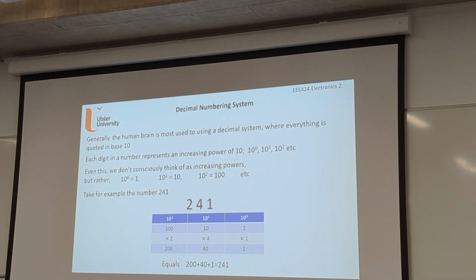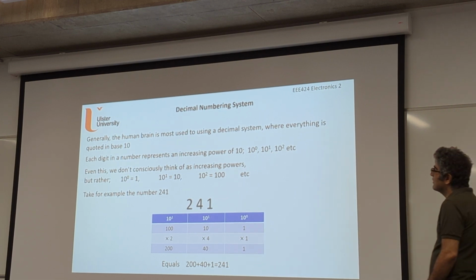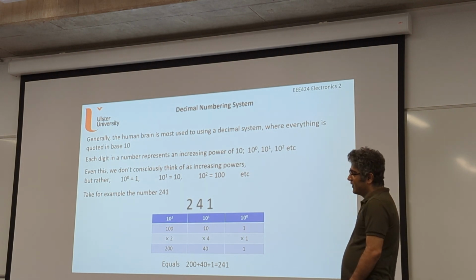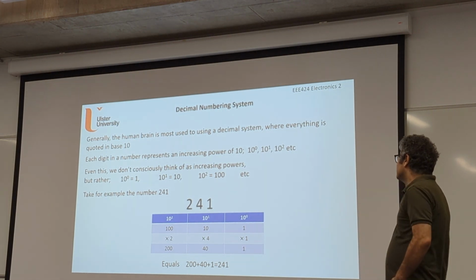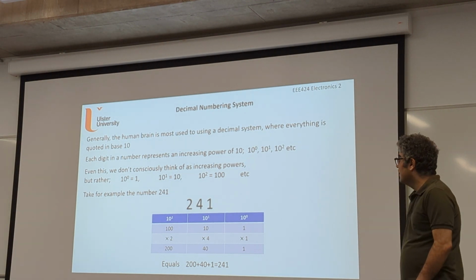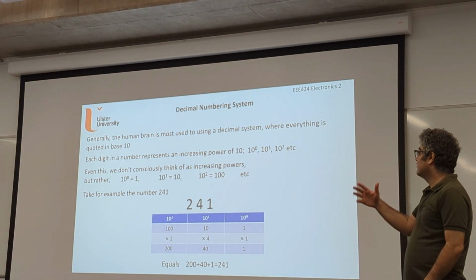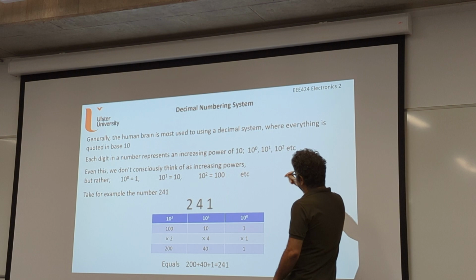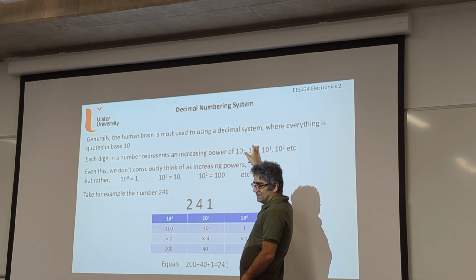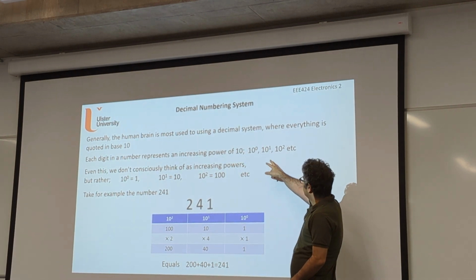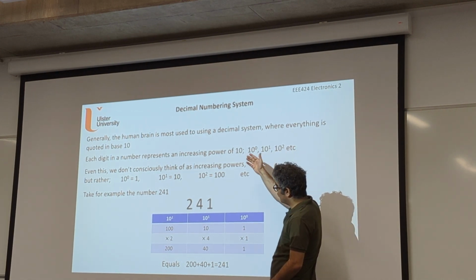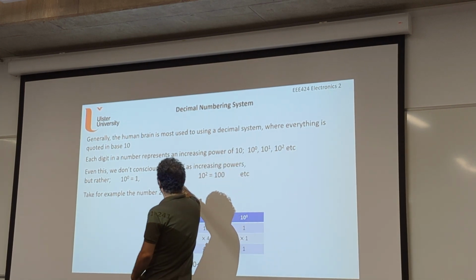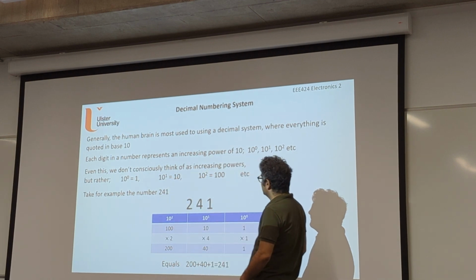So, the decimal numbering system. I start with the logic of the decimal numbering system and then we go ahead with the other bases. Generally, the human brain is most used to using a decimal system. Each digit in a number represents an increased power of 10. So 1 would be 10 power 0, then 10 power 1, 10, then 10 power 2, or 10 squared, 100. Even so, we don't consciously think of an increasing power.